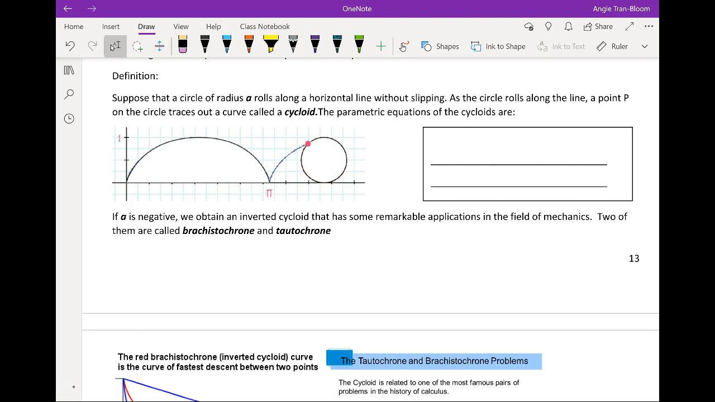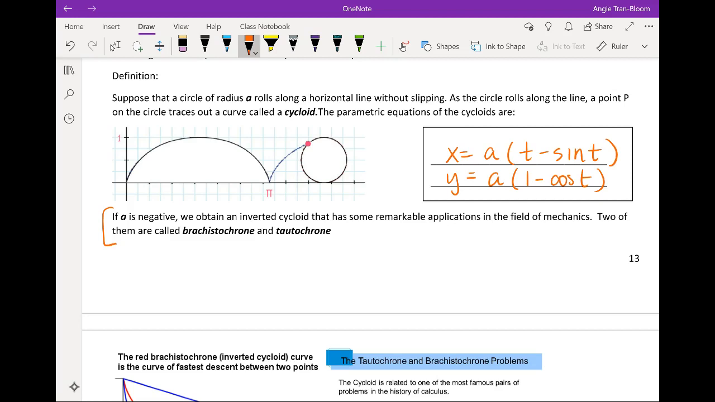Alright, here we go. The parametric equations of cycloids are X equals some A value times T minus sine of T, and Y equals some A value times 1 minus cosine of T. So we're going to try to graph it out. So let's read this piece in the bottom. If A is negative, Mohini, help me read. If A is negative, we obtain an inverted cycloid that has some remarkable applications in the field of mechanics. 2 of them are called brachistochrone and tautochrone.